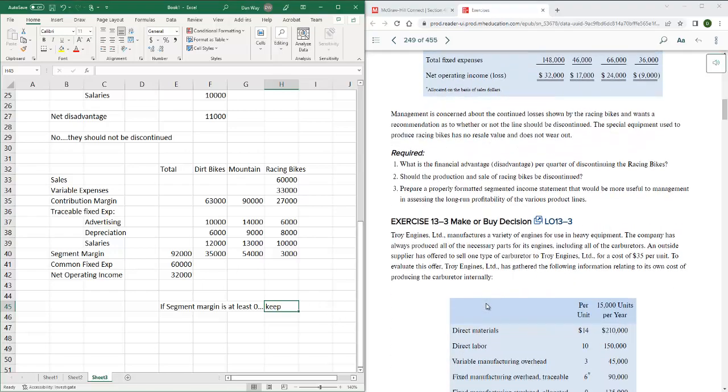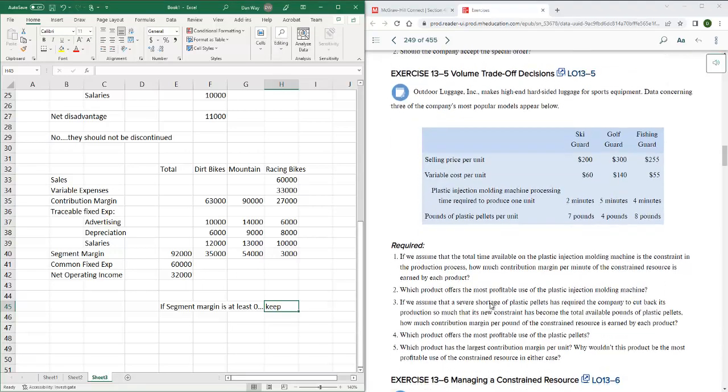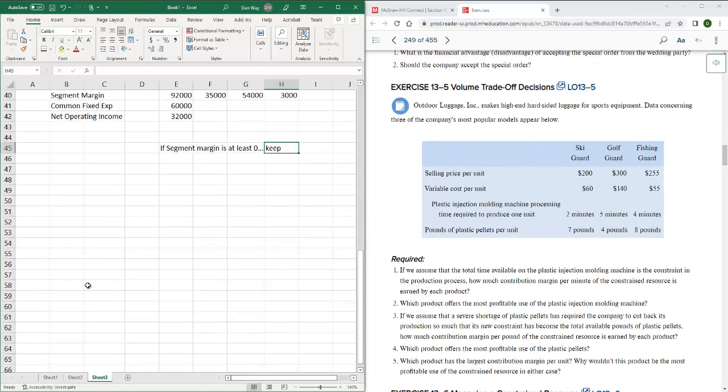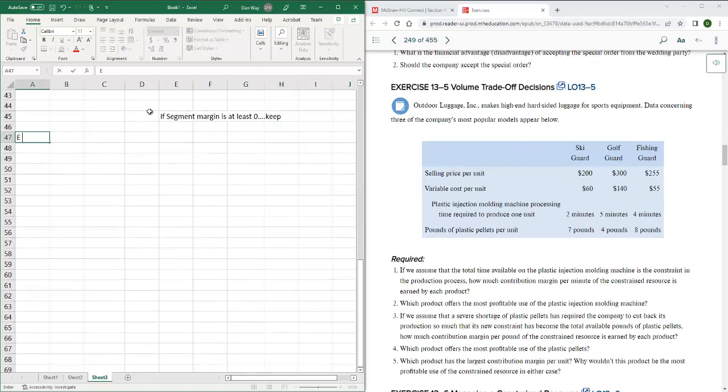All right, next up on my list was 13-5, a volume trade-off decision problem. This is one of those areas where cost accountants out in the wild sort of make their bread and butter. So 13.5 said Outdoor Luggage Inc. makes high-end hard-sided luggage for sports equipment. We've got data concerning 3 of the company's most popular models shown for us: the ski guard, the golf guard, the fishing guard. We know selling price, variable cost per unit.